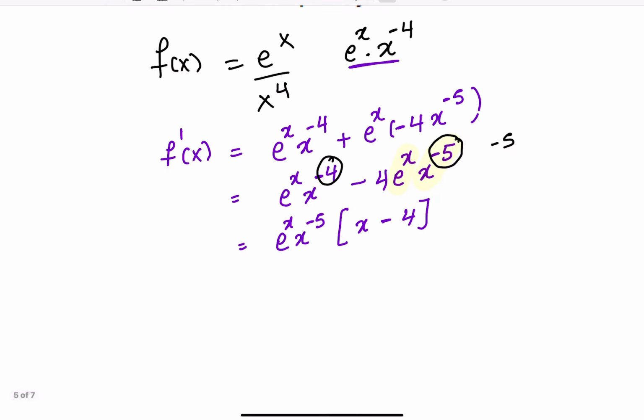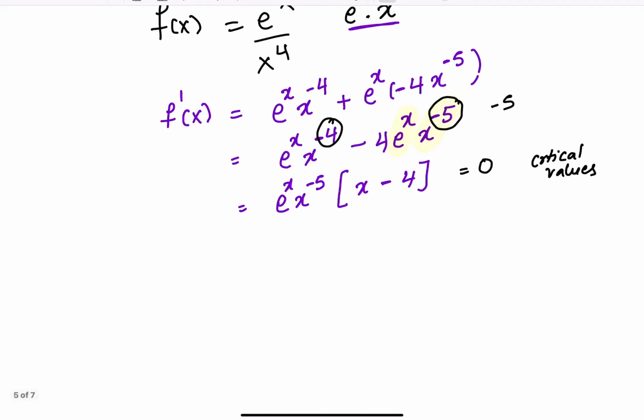Now what do I do? I set this equal to 0 because I have to find my critical values. And when I set this equal to 0, by default, this cannot be 0. So only this can be 0.